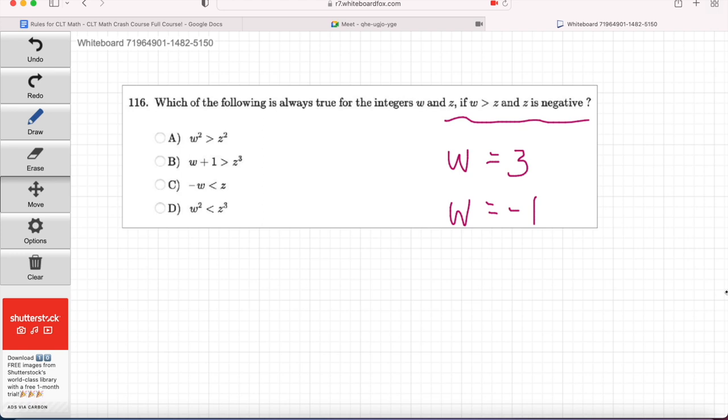So let's test these answer choices. Plug these in, we'll start with answer choice A. If it's true, we'll keep it. I think we're going to have to test them all here, though. Let's start with answer choice A. Let's see what happens.